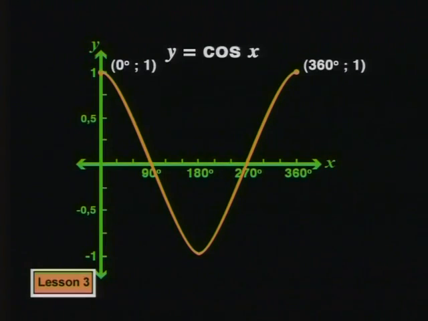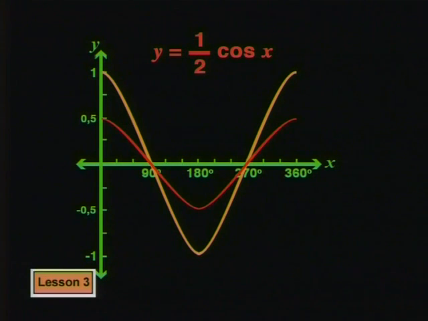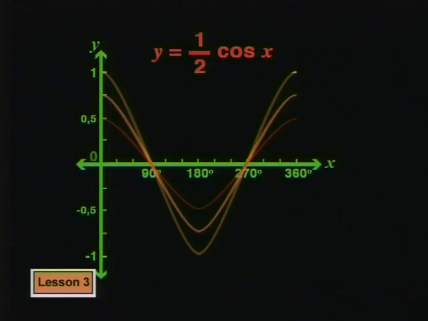Let's have a look. The maximum points will be at a half, and the minimum point will be at a negative a half. The 0 values on the parent graph will stay the same on the new graph, and we get the graph of y equals a half cos x. So the a value of a half has the same effect on both the sine graph and the cosine graph.